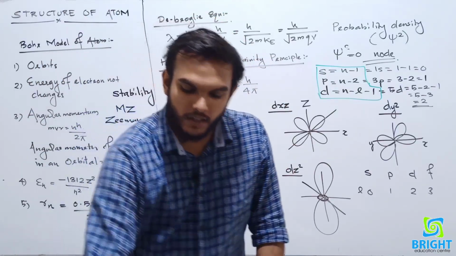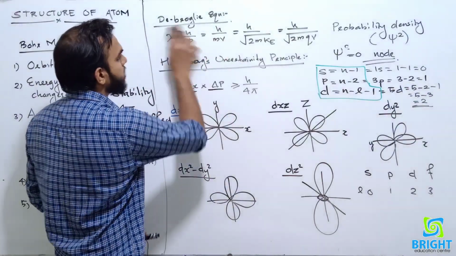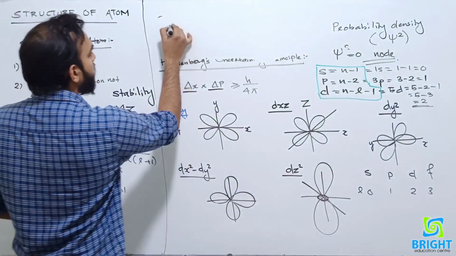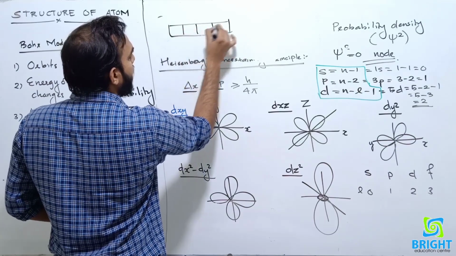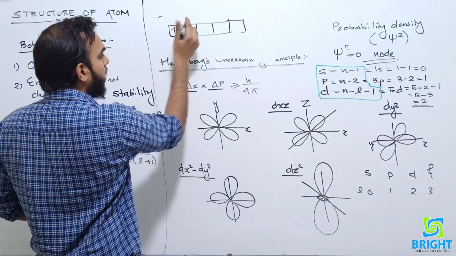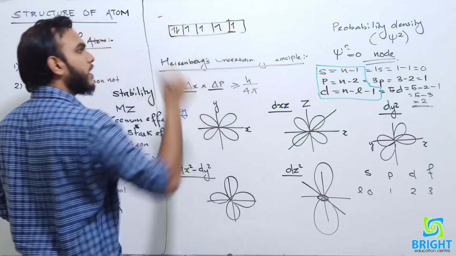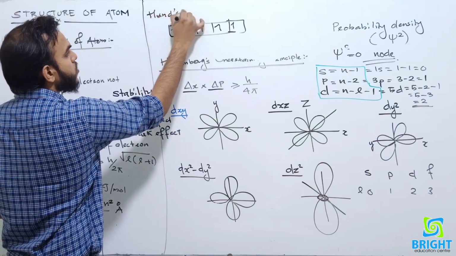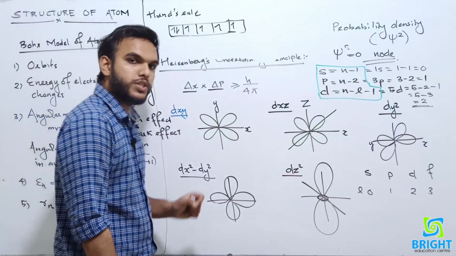Hund's rule states how orbitals are filled. If there is a d orbital, 1, 2, 3, 4, 5, you fill the first orbital, second, third, fourth, fifth singly, and only then can you fill the next electron into the first orbital. This is known as Hund's rule. Is that clear? So, Hund's rule and Pauli's exclusion principle.